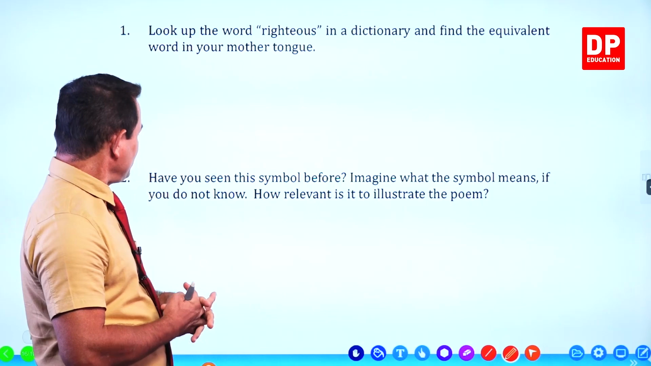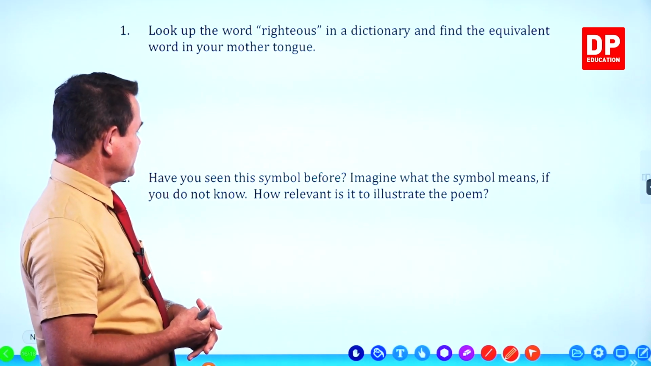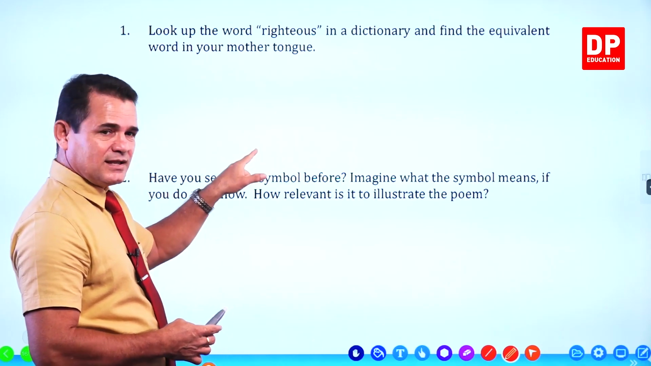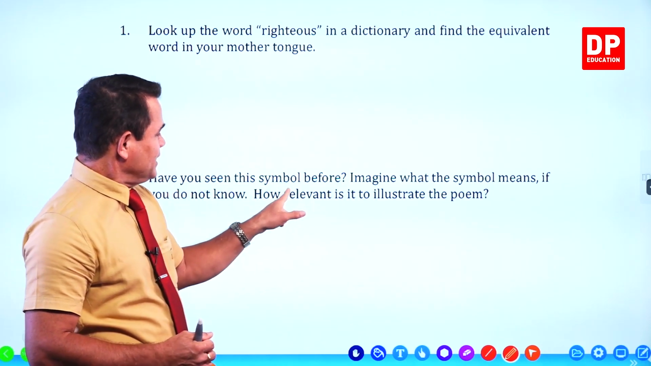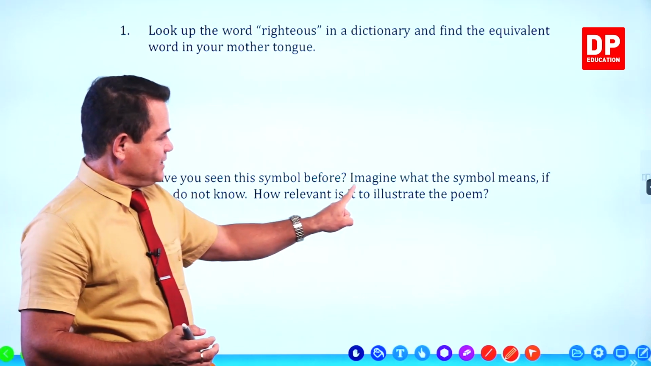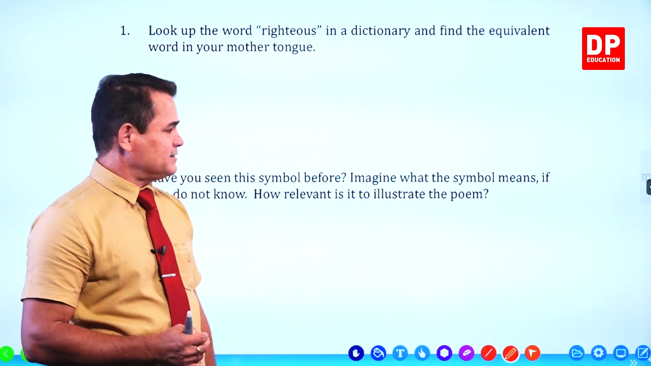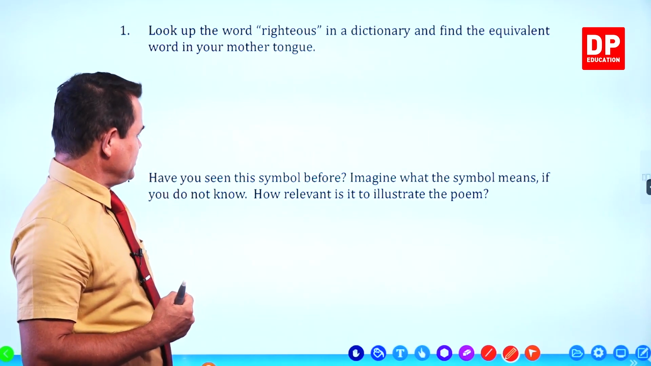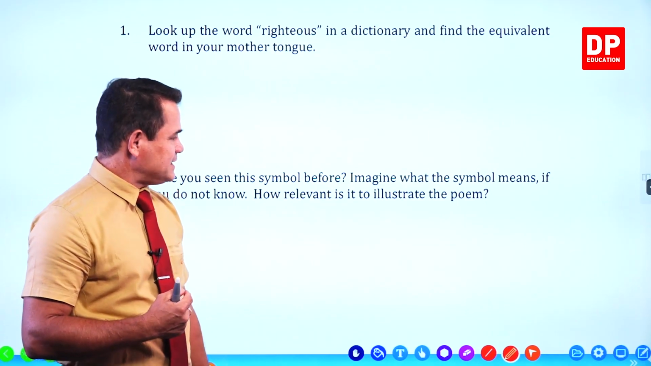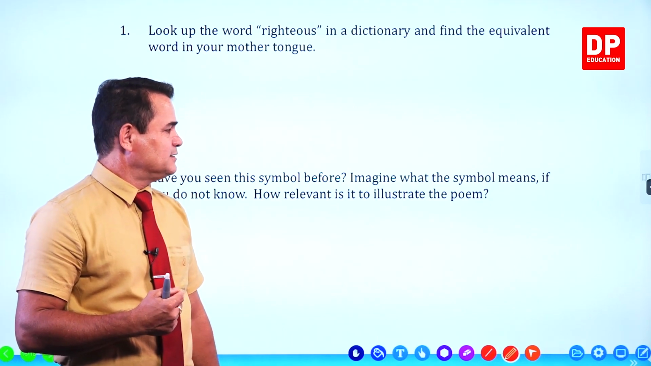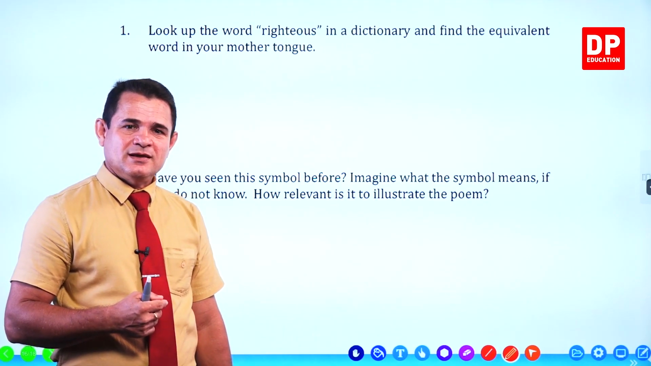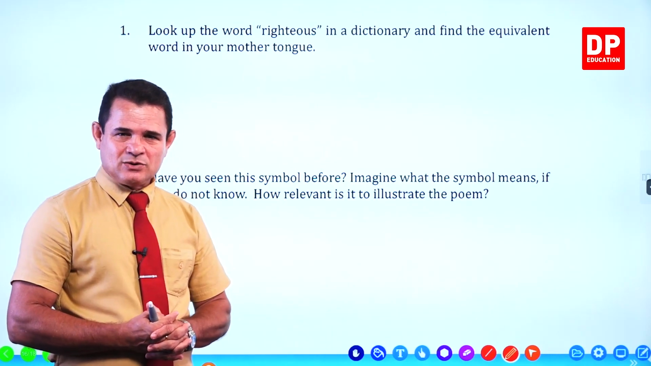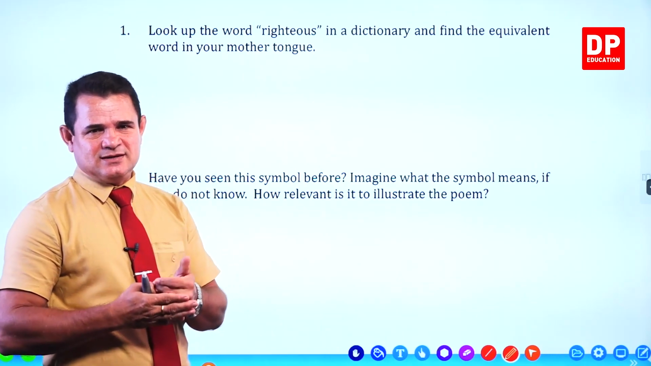And have you seen this symbol before? This symbol was in the previous slide. Imagine what the symbol means. If you do not know, how relevant is it to illustrate the poem?